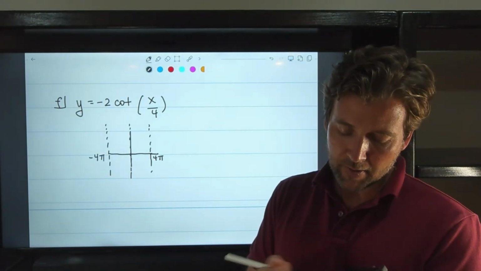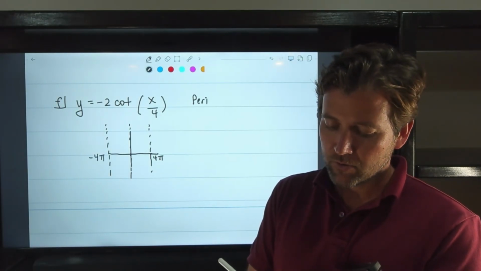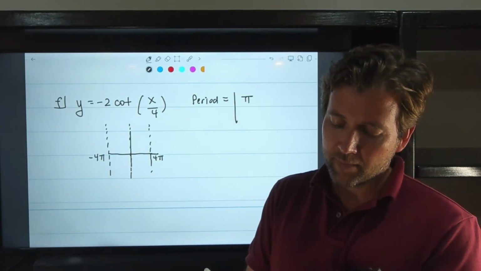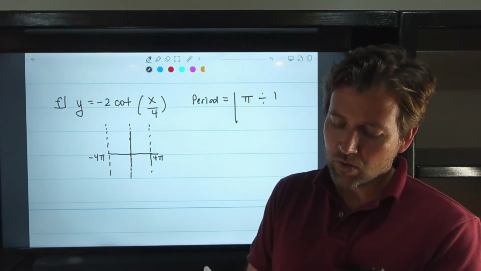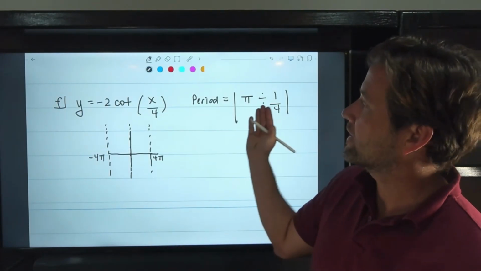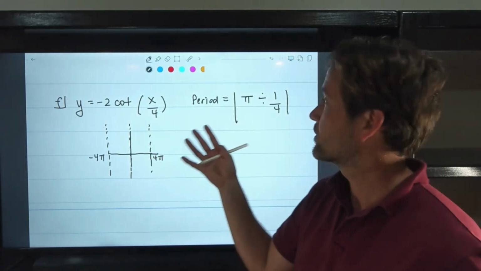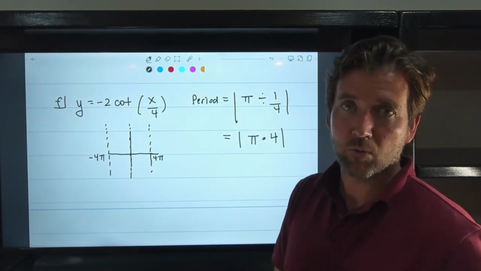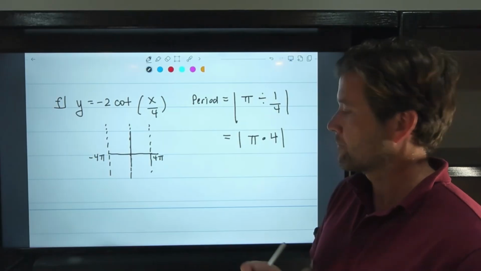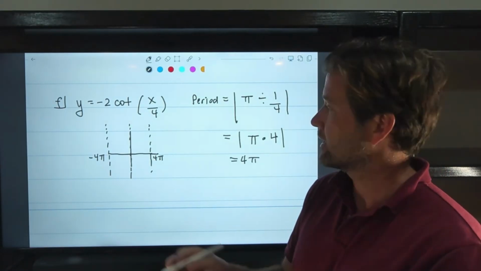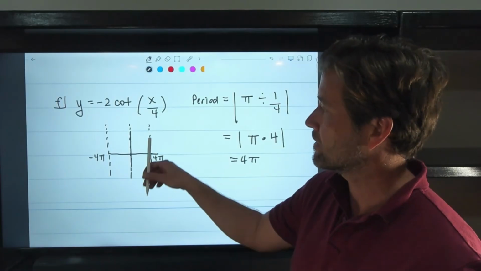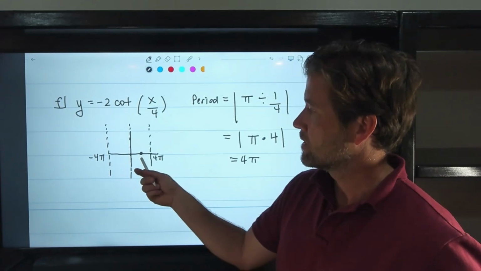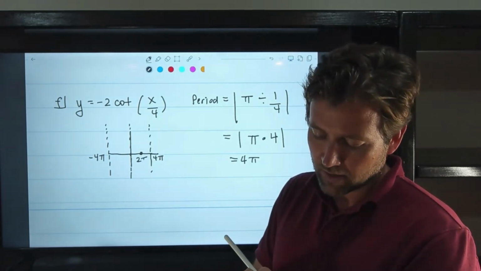This is negative 4 pi. Remember, the period for tangent and cotangent is pi divided by the coefficient of x, which is 1/4. And that's pi times the reciprocal of 1/4, which is pi times 4. So the period is 4 pi. So from asymptote to asymptote, it's a full period. In the middle of these asymptotes are your x-intercepts. So this will be 2 pi.